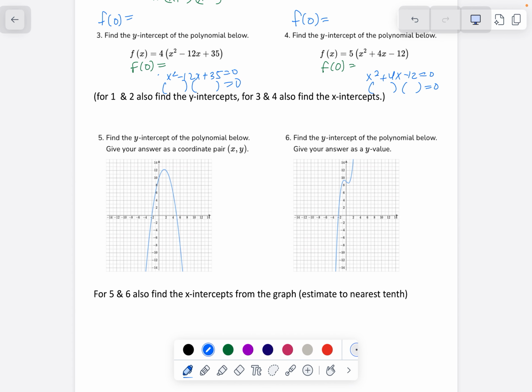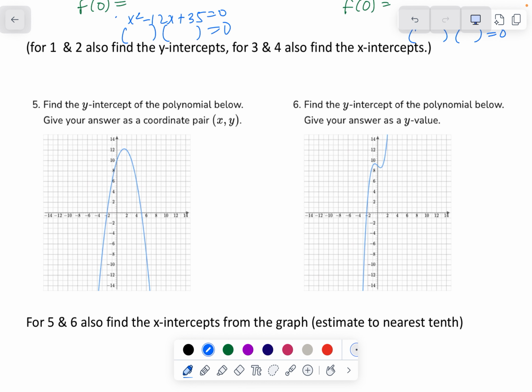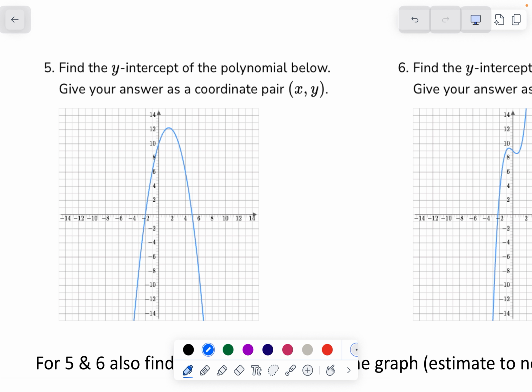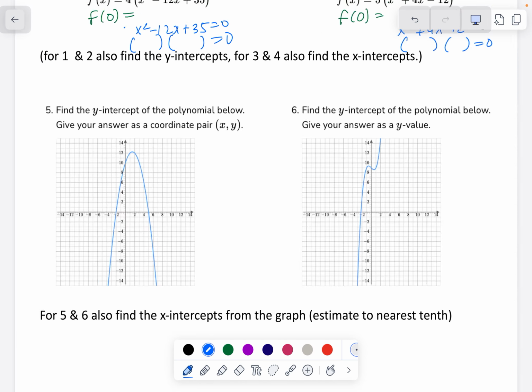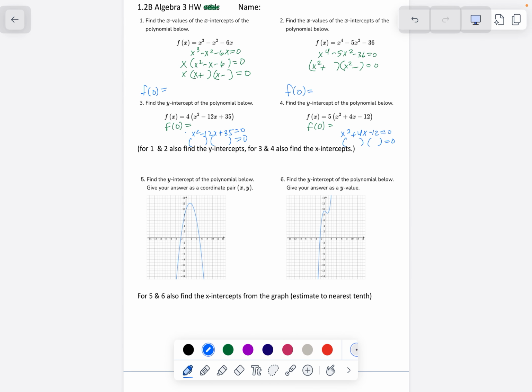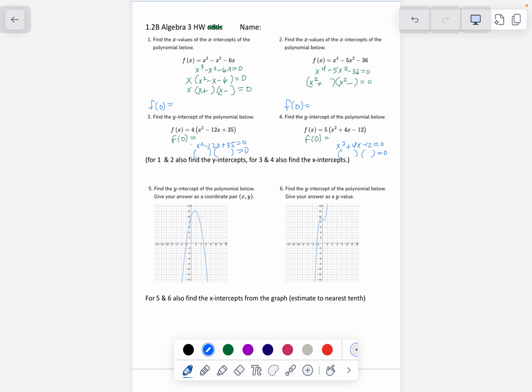Number 5 and 6, you're finding the y-intercept and the x-intercept from the graph. Feel free to just list out the points, or you can draw the graph and then dot the points on your graph on your paper. So that is your job, is to work on this. And then, of course, is that good? Yeah.